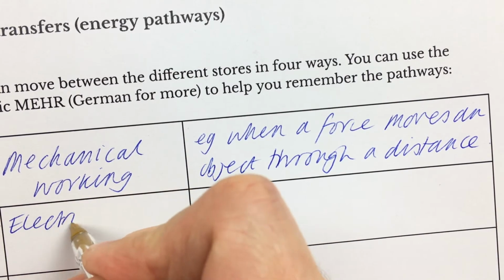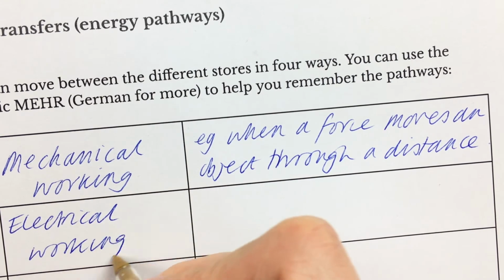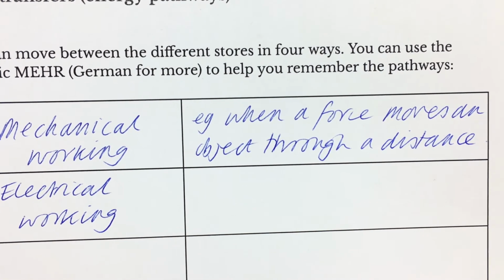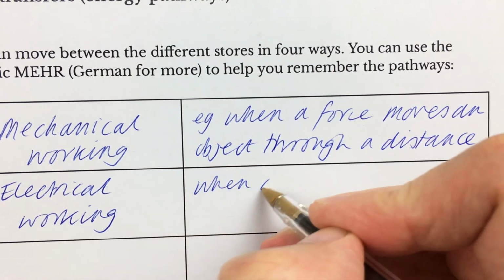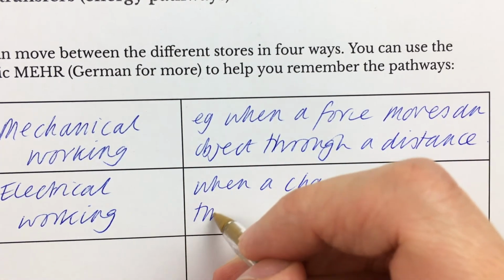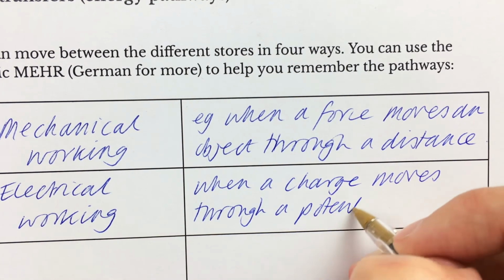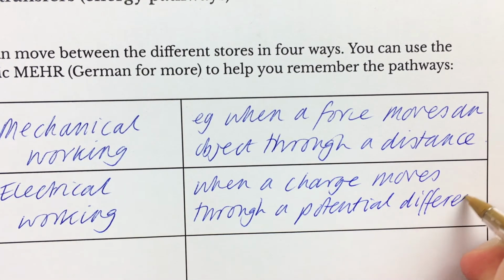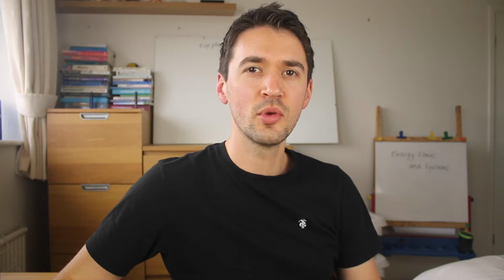E stands for electrical working. This is the way of transferring energy through an electrical circuit. So whenever a charge moves through a potential difference, energy is transferred from one store to another by electrical working. So for example, you've got a light bulb in a circuit, transfers from the chemical store of the battery through electrical working to, for example, the thermal store of the wires.